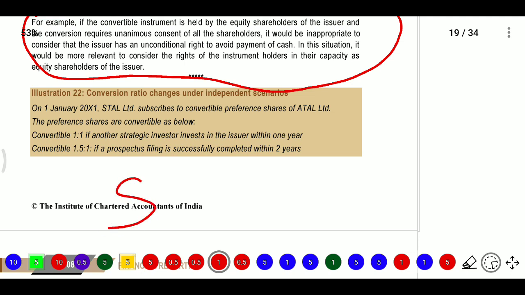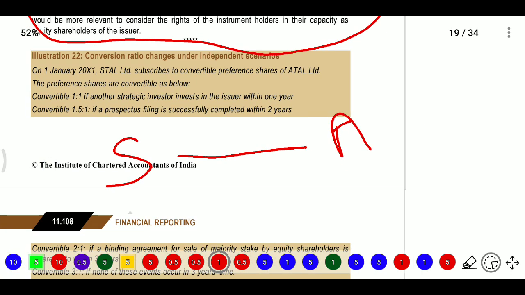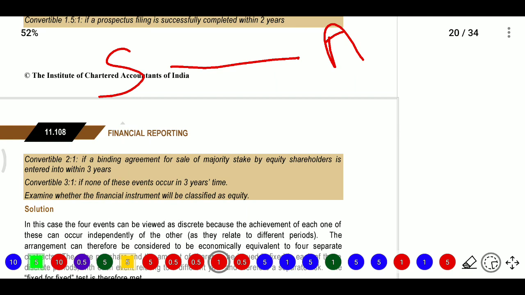Next, question number 22. Yes Limited subscribes to convertible preference shares of ATL Limited. The preference shares are convertible as follows. Convertible 1:1 if another strategic investor invests in the issuer within 1 year. Convertible 1.5:1 if the prospectus filing is successfully completed within 2 years. Convertible 2:1 if a binding agreement for sale of a majority stake by equity holders is entered into within 3 years. Convertible 3:1 if none of these events occur in 3 years' time.